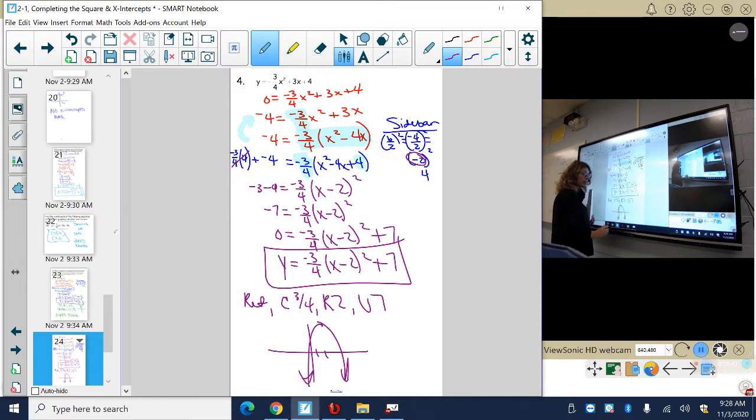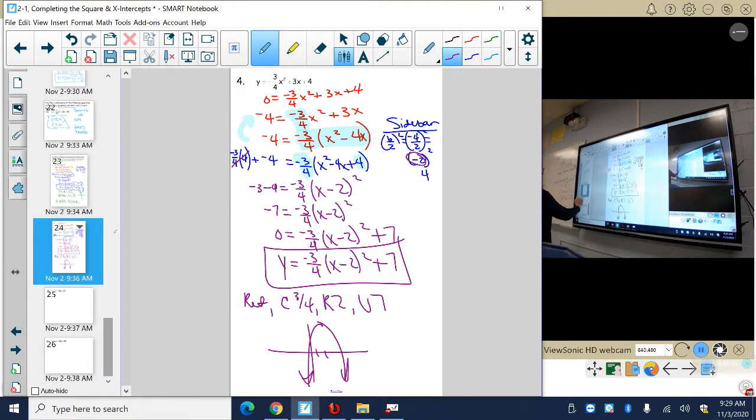Does it cross my x-axis? Yes, it does cross my x-axis, so now I have to find my x-intercepts. So how do I go about that?